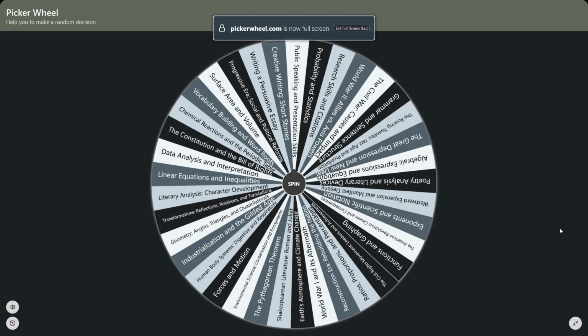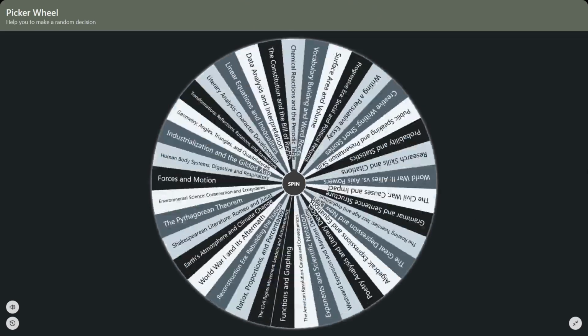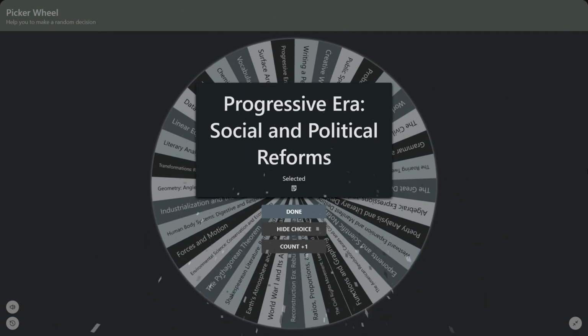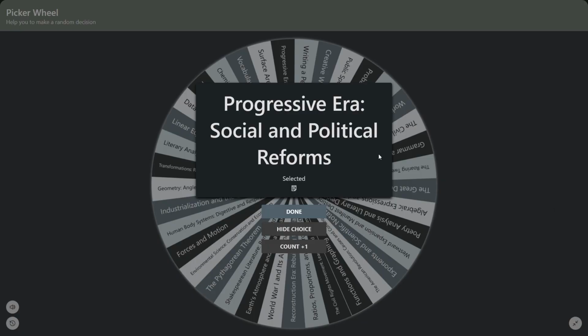Here we go. All right, let's spin the wheel, Nick. This is going to be our subject. Here we go. The progressive era. Thank God it was a social studies thing. We both taught social studies. Lord, we can do this. All right, so we got the progressive era, social and political reforms. Okay, then what's our creative confine here?